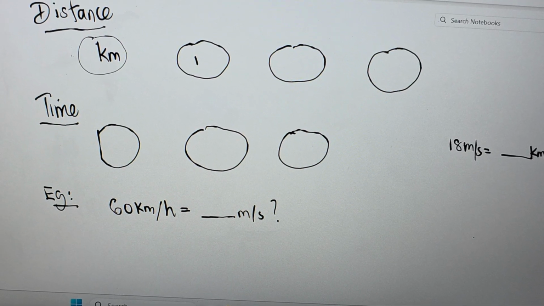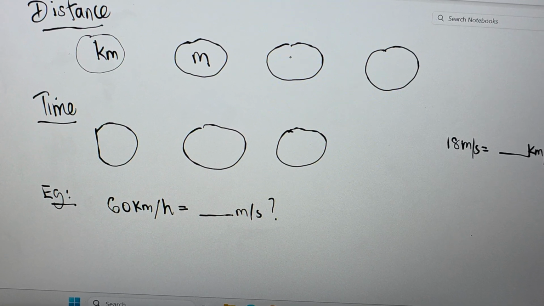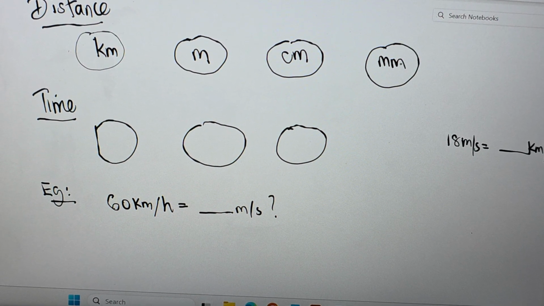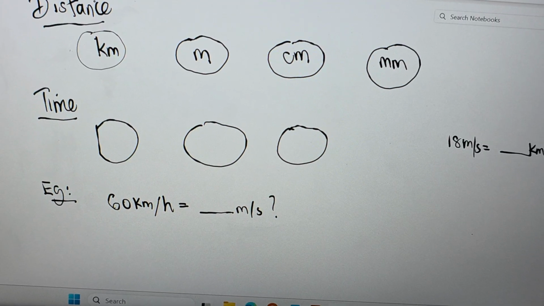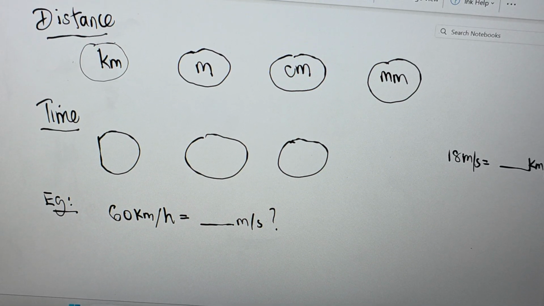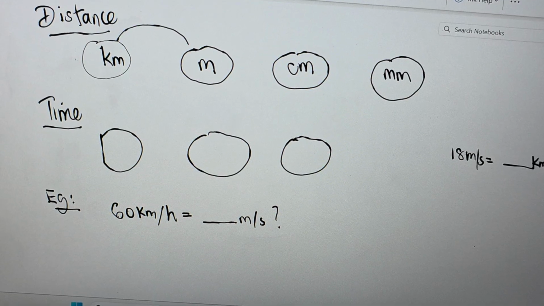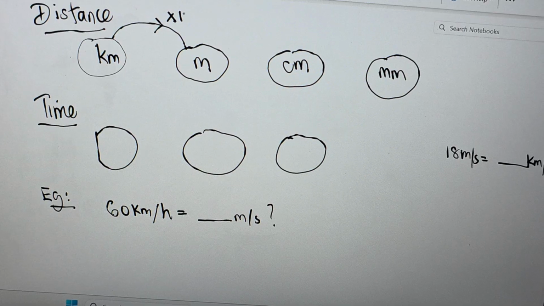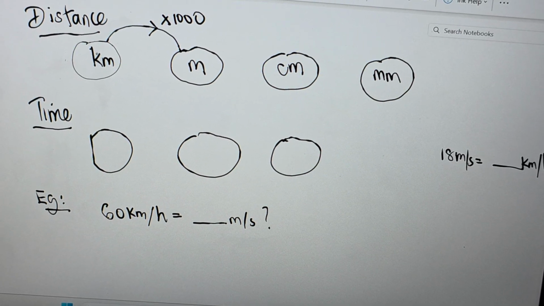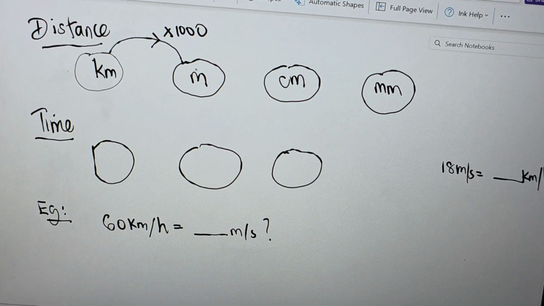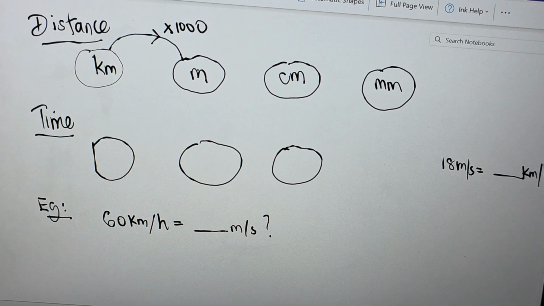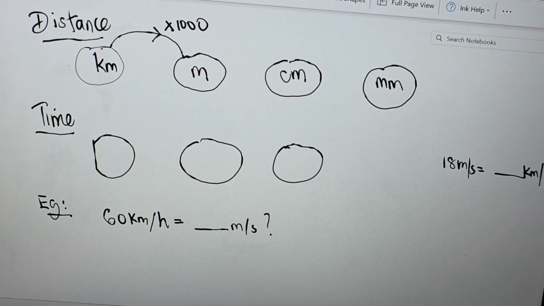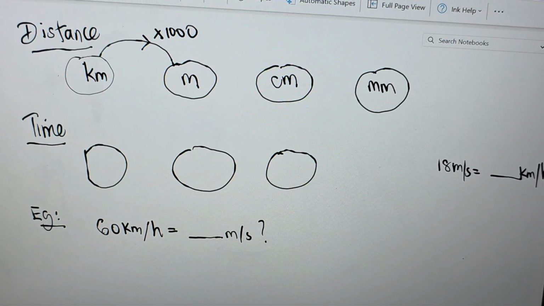The greatest unit that you have learned is kilometer. The next bigger unit is meter, then it will be cm, and finally millimeters. So that's what you have learned so far. The word kilo actually means 1000. It is 1000 of the meters. So let's say I have 5 kilometers, it means 5,000 meters. That's why to convert from kilometer to meters, you must times 1000.